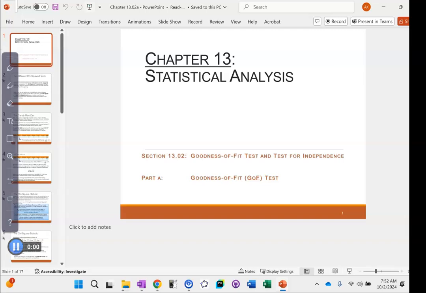So much in the way with the t-test where we compared the p to alpha, the probability to our level of significance, we can do the same thing with a chi-squared test.